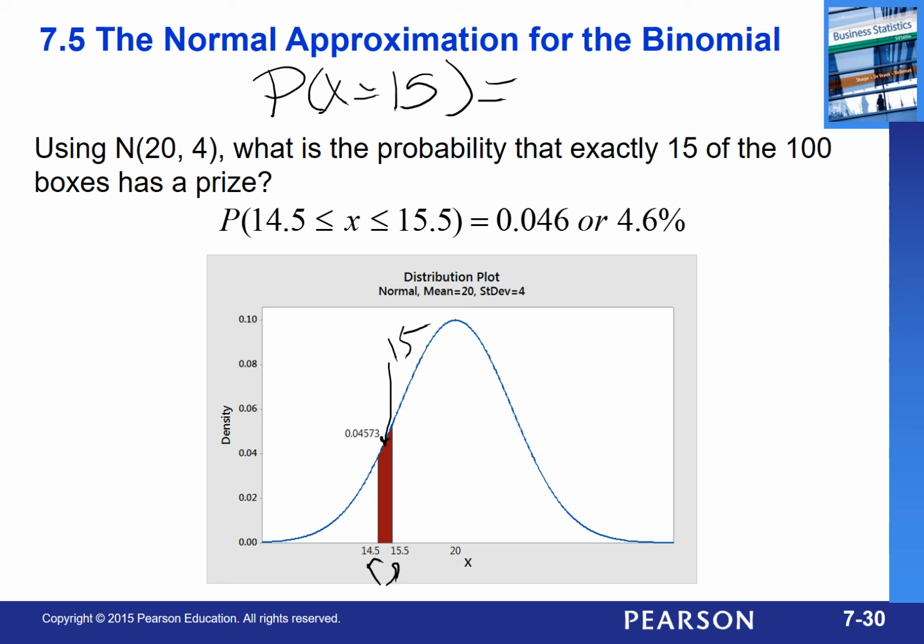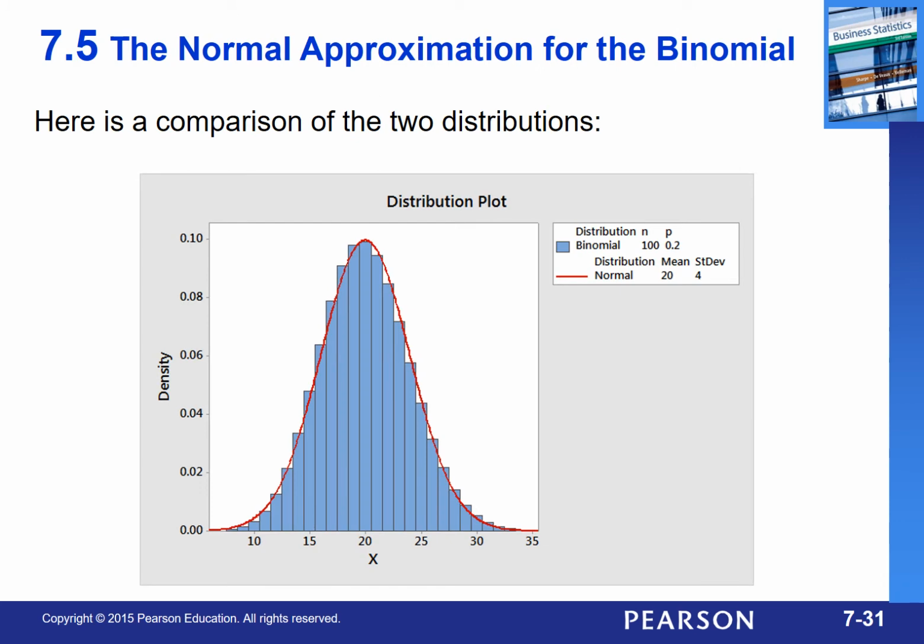So if you want to do exactly 15, I have to do from 14.5 to 15.5, because the normal probability is a continuous distribution and it needs to account for that brick size. So it comes up with 0.046 or 4.6%. It's pretty close. Here's an overlay of the two of them on top of each other. Again, we were looking at the box 15, and the reason I have to do from 14.5 to 15.5 is to get the edges of that box with the normal version. Neat, huh?